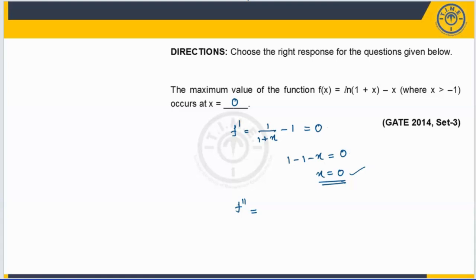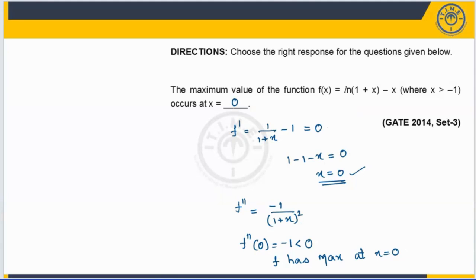What is the double derivative? Derivative of 1 by 1 plus x is minus 1 by 1 plus x whole square. And if I substitute the point, so that is f double dash of 0, which is negative 1. So negative 1 means that is less than 0. So that means f has which value? f has maximum at which point? At x equal to 0. That's it. So why go with two more steps when I'm getting directly the point here?